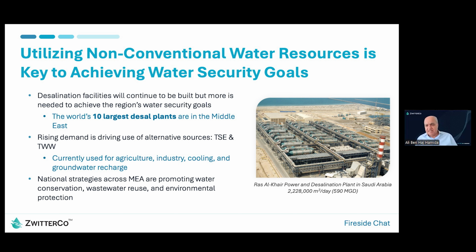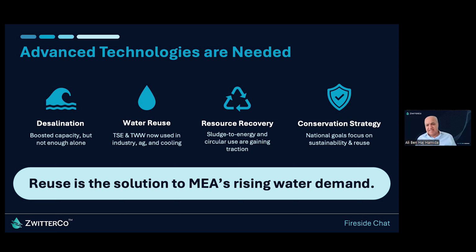While not for direct human consumption, TSC and TWW are primarily used for agricultural irrigation, industrial processes, central cooling stations, and groundwater recharge. National strategies across the Middle East and Africa, such as Saudi Arabia Vision 2030 and the UAE Water Security Strategy 2036, actively promote water conservation, the treatment and reuse of wastewater, and environmental protection initiatives. To address these objectives, the deployment of advanced treatment technologies became essential and a must.